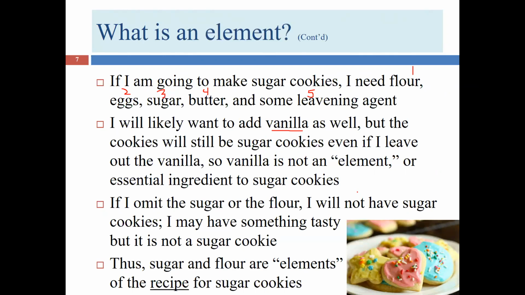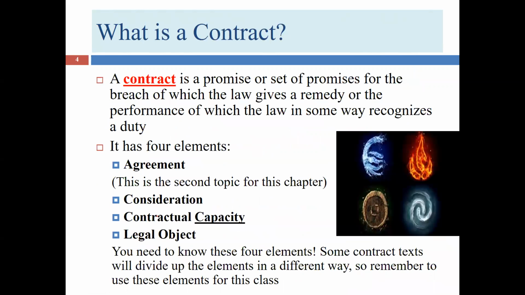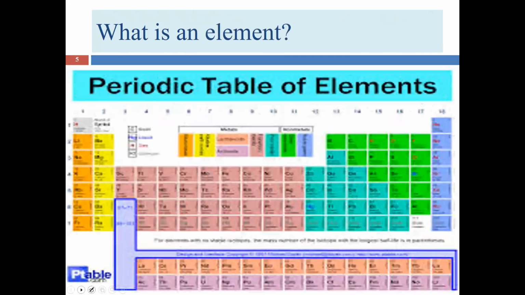But we're not saying the most delicious sugar cookies. That's not our definition. Our definition is, would it be a sugar cookie? Would it meet the definition of sugar cookie? And so when we're talking about elements, you can think about it as a recipe. So going back to our recipe here, these are our ingredients, our recipe for a contract. We have to have all of these things in order to have a contract.